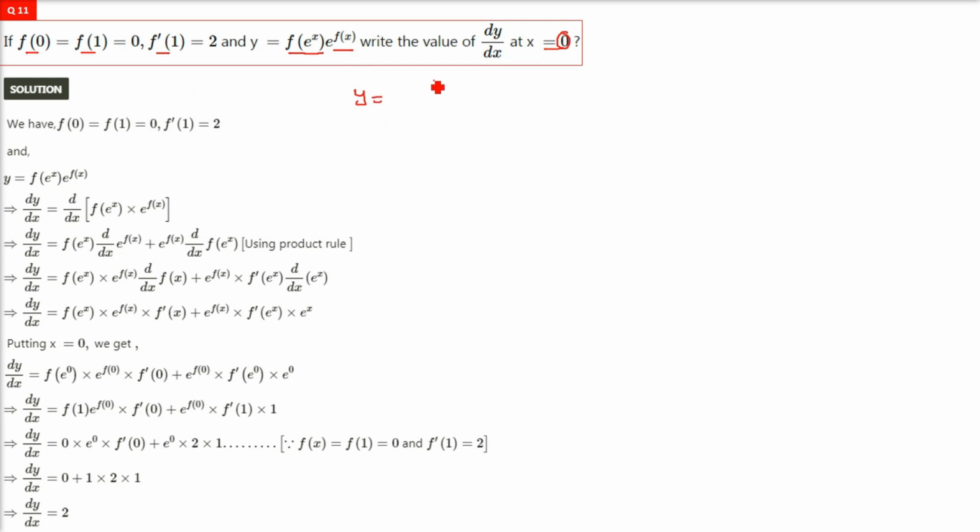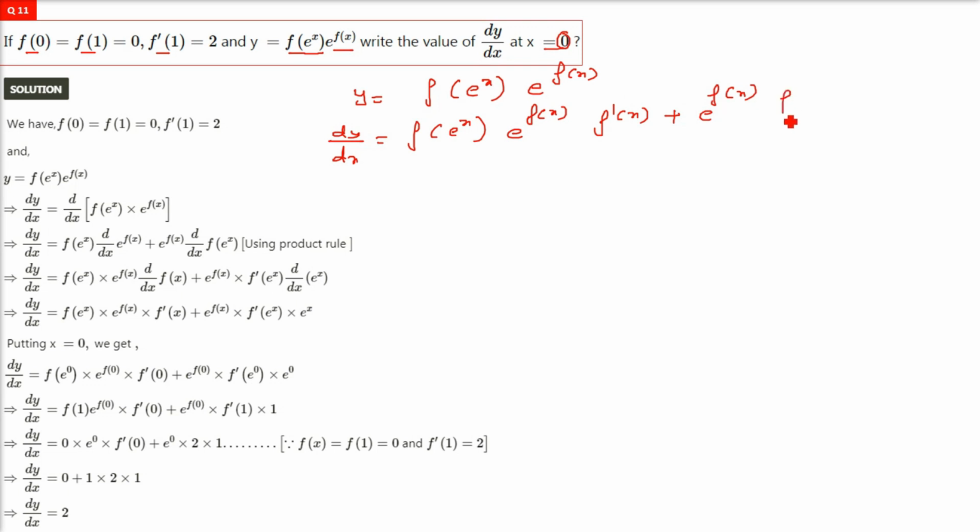y is equal to f(e^x) e^(f(x)). So dy/dx is what? First we'll do it using the product rule. So f(e^x), here we have e^(f(x)), and then f(x) differentiates to f'(x), plus. So e^(f(x)) will remain like that. So f(e^x) will be f'(e^x), and then e to the power x will be e to the power x.